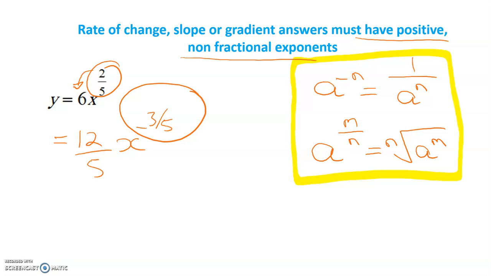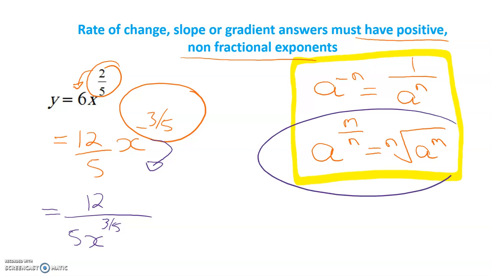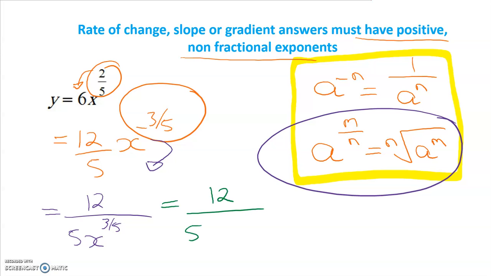To make it a positive exponent, we simply drop it from the numerator to the denominator. So we end up with 12 over 5, x to the positive 3 on 5. So we've now made it positive, but we still need to get rid of that fraction. So now we're going to have a look at this other index law and apply it. So the 12 is going to stay where it is. The 5 is going to stay where it is.